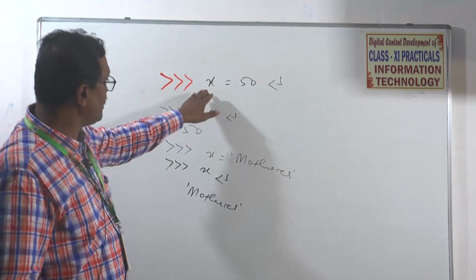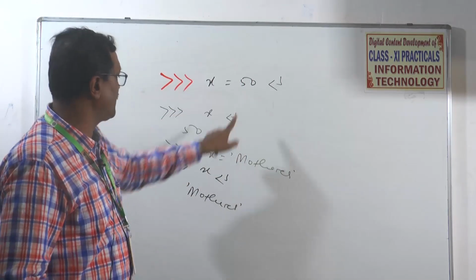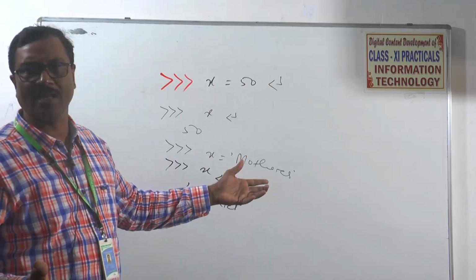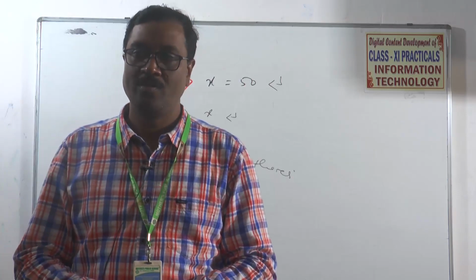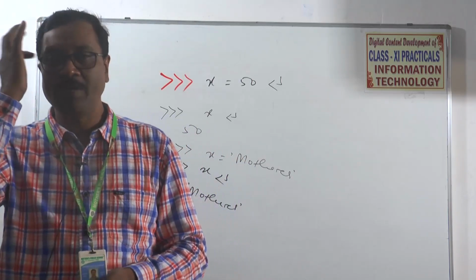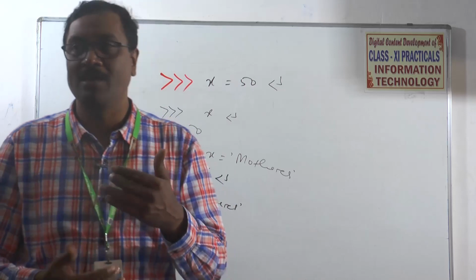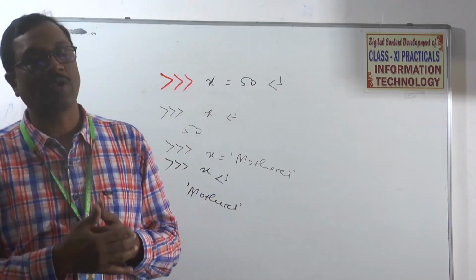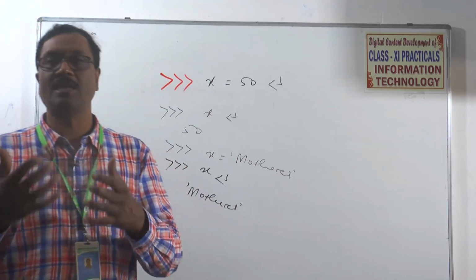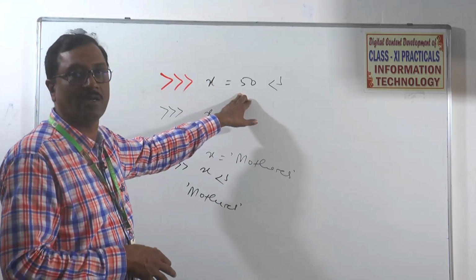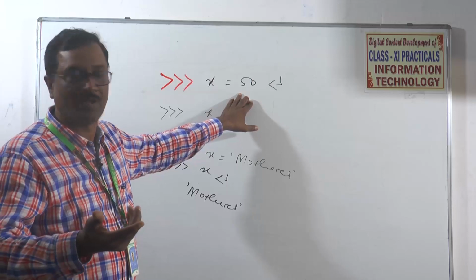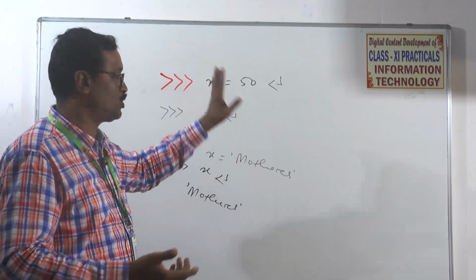Next thing, whatever I had done here, x is equal to 50, x equal to mothers, I had done something like this. This is called dynamic typing. Why? Because dynamic means at the time of running, at the time of your requirement, whatever work you are doing, that is called dynamic. So here it is dynamic typing, because I had typed something at the time of running the program. So that's why we can do it in this way.